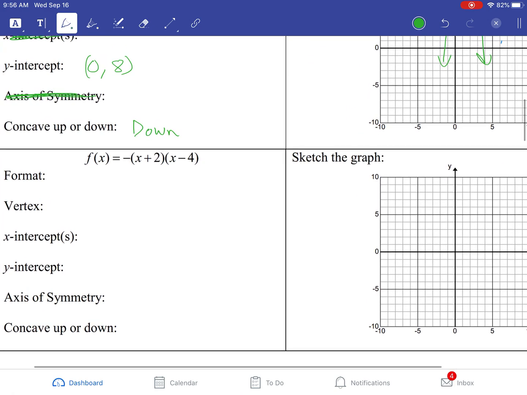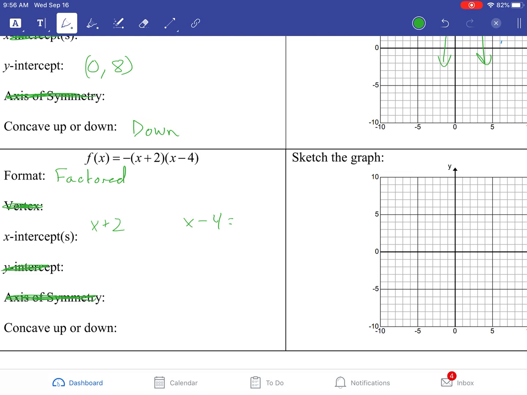The next one looks like a factored form. In a factored form, we are not looking for the vertex or the y-intercept or the axis of symmetry. We're looking for the x-intercepts and the concave up or down. So for the x-intercepts, you're going to take each of the factors, x plus 2 and x minus 4, set them equal to 0, and solve. So x will equal -2 and x will equal +4. And we're going to use those as points now. So we have (-2, 0) and (4, 0).